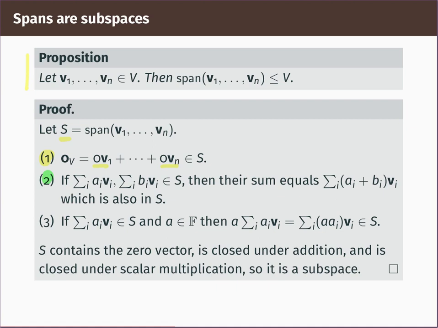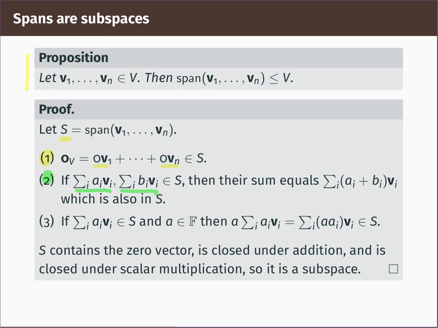The next condition is closure under addition. So we have to take two arbitrary elements of S and prove their sum is again in S. So, what does an arbitrary element of S look like? It looks like a linear combination a1v1 plus a2v2 and so on. So we could write this in sigma notation as the sum from i equals 1 to n of ai vi. And then we need another element of the span. So we could write that as the sum of bi vi, where these ai's and bi's are scalars.